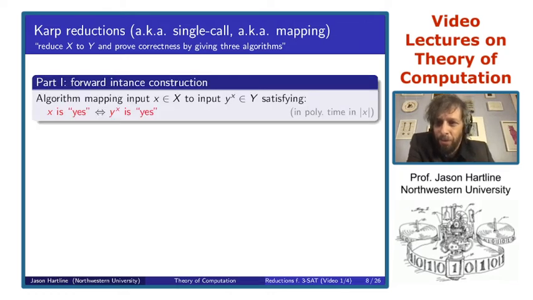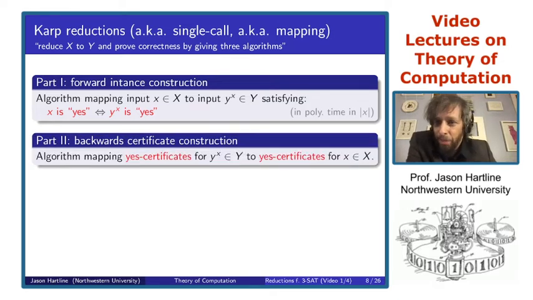The first algorithm, part one, is the forward instance construction. It takes any input to the problem X and transforms it to an input of the problem Y, which we'll call Y super X. And this transformation needs to satisfy the property that if X is a yes input, then Y super X is a yes input. And this forward instance construction needs to run in polynomial time in the size of the input X.